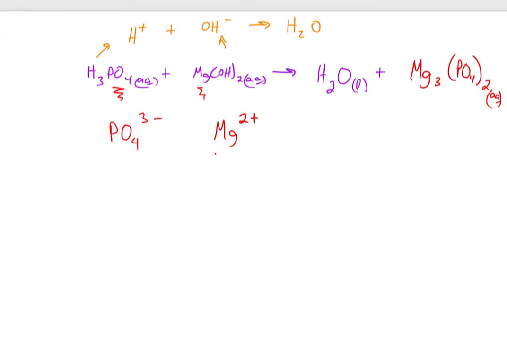I can't bring them in a 1-to-1 ratio. The charges would not be balanced. I have to have some combination, a ratio to where the charges cancel out. And that's achieved by having 3 magnesiums and 2 phosphates.